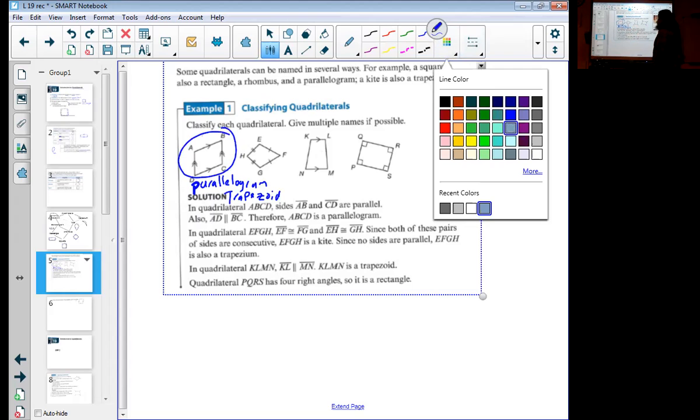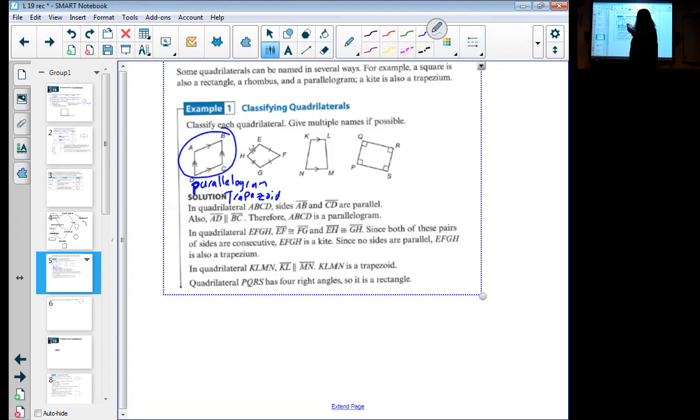I like this blue color, so let's use that for this one. So we have that this side is congruent to that side, and this side is congruent to that side. So we have two pairs of congruent sides. That means that this is a kite, and because none of the sides are parallel, it is a trapezium as well.